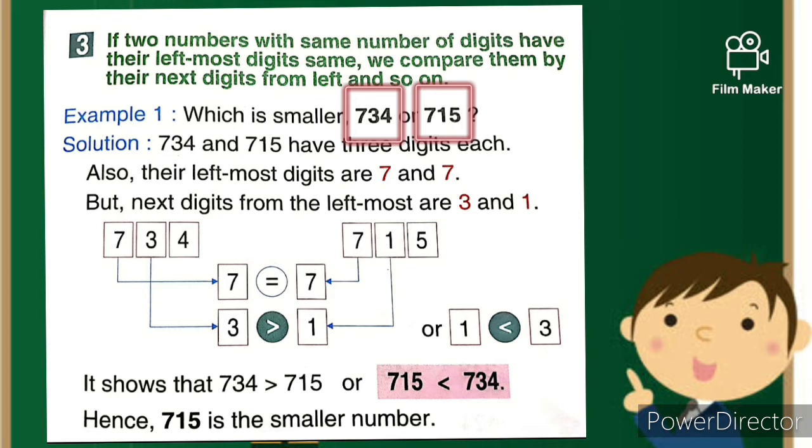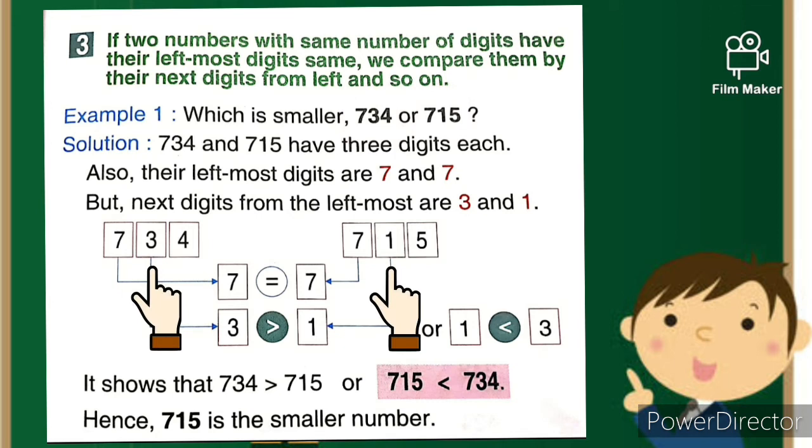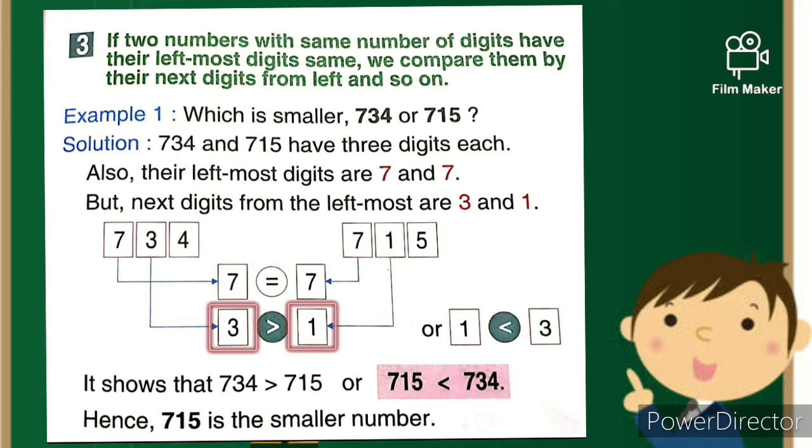734 and 715. Here the number of digits is the same in both numbers, that is 3 digits, and their leftmost digit is also the same, that is 7. So we will compare the next digits from the left side, that is 3 and 1. Here 3 is greater than 1, so the number 734 will be greater and 715 will be the smaller number.